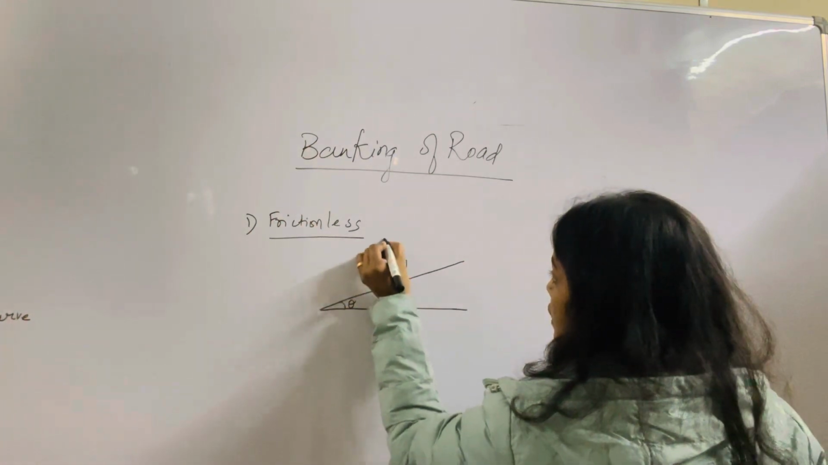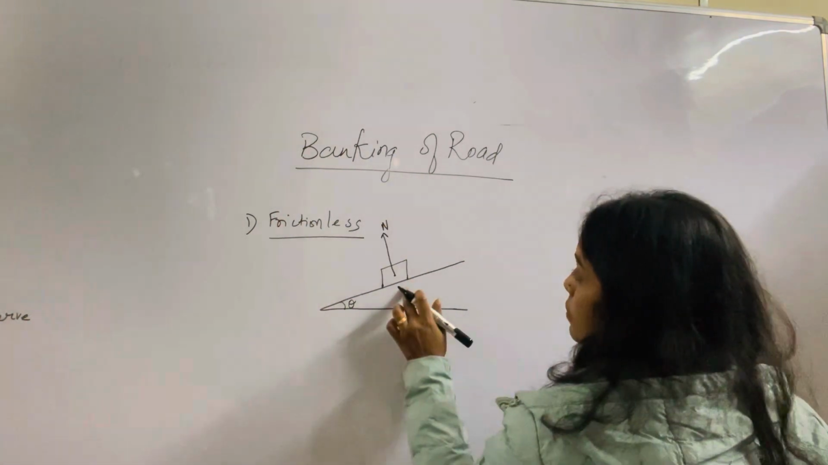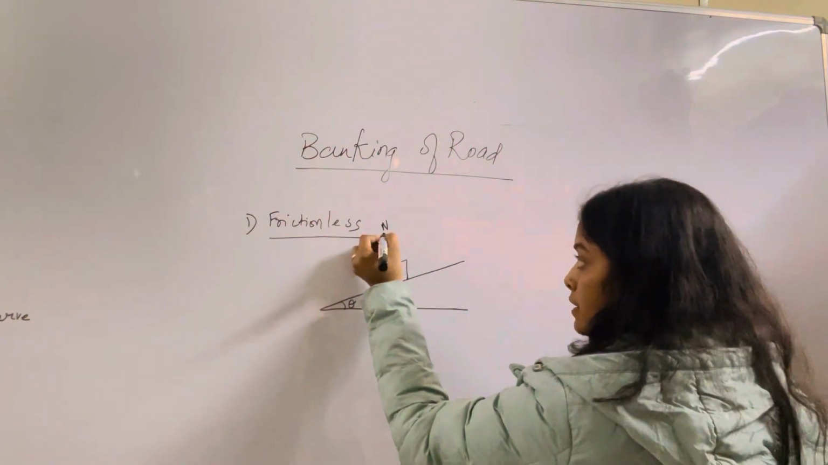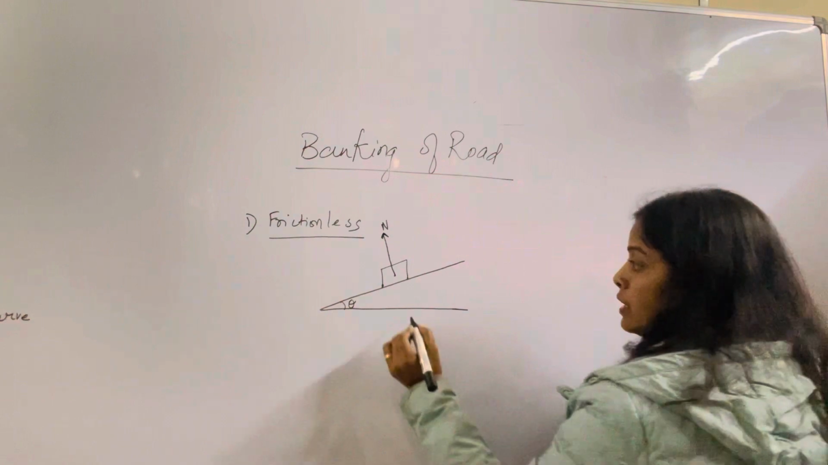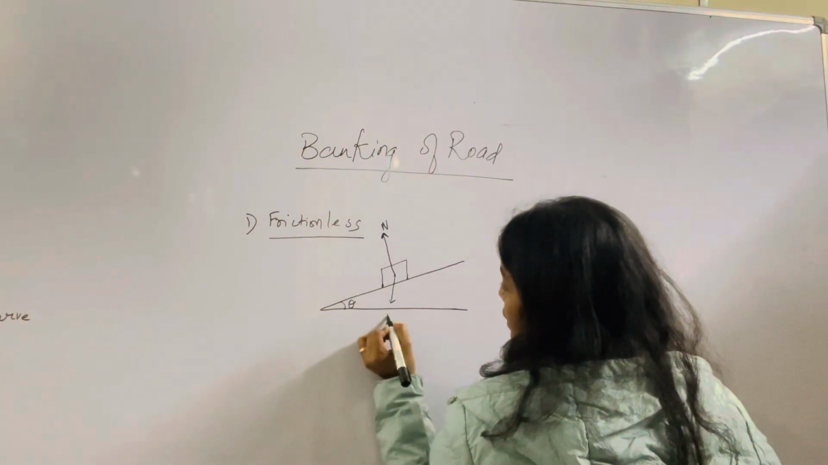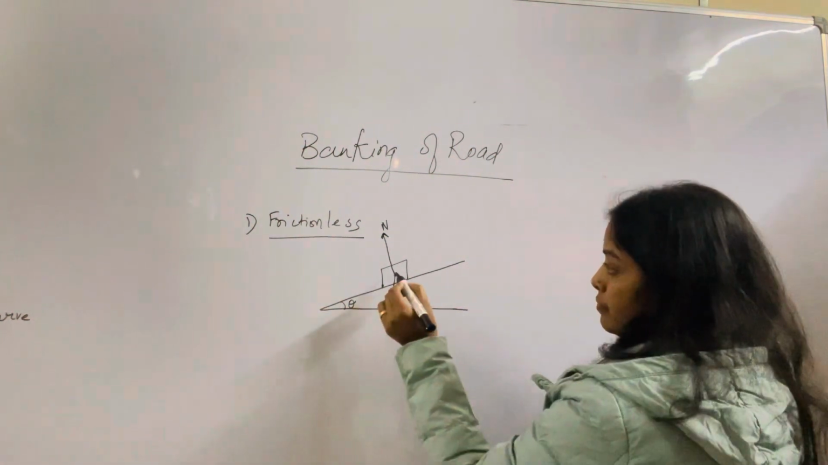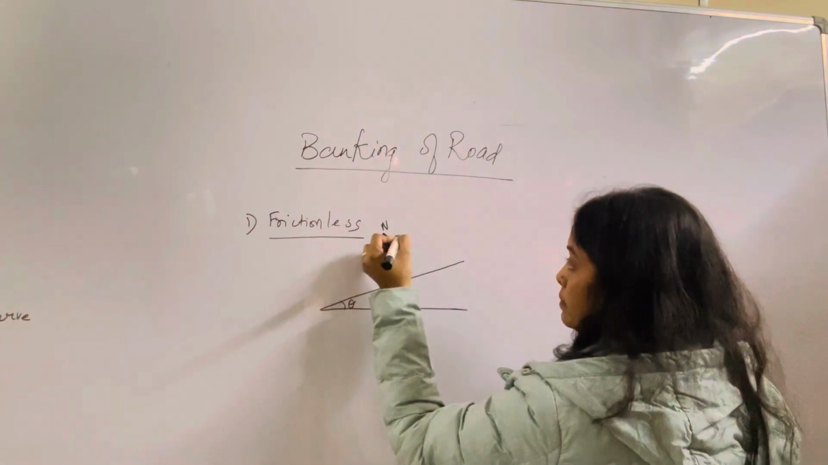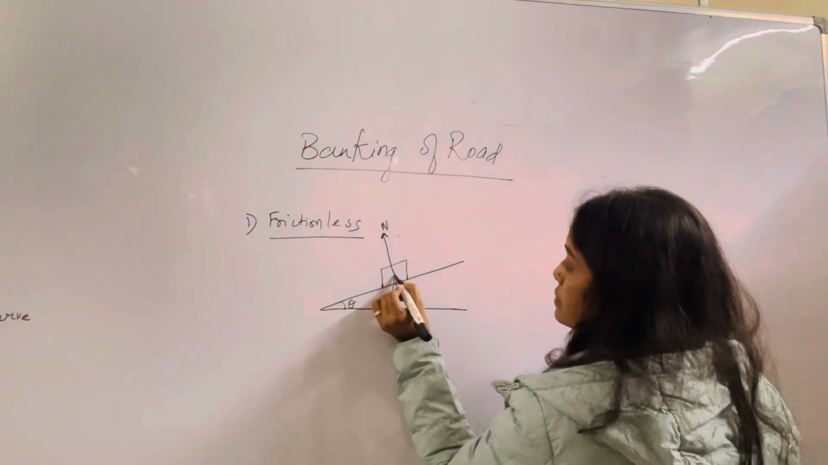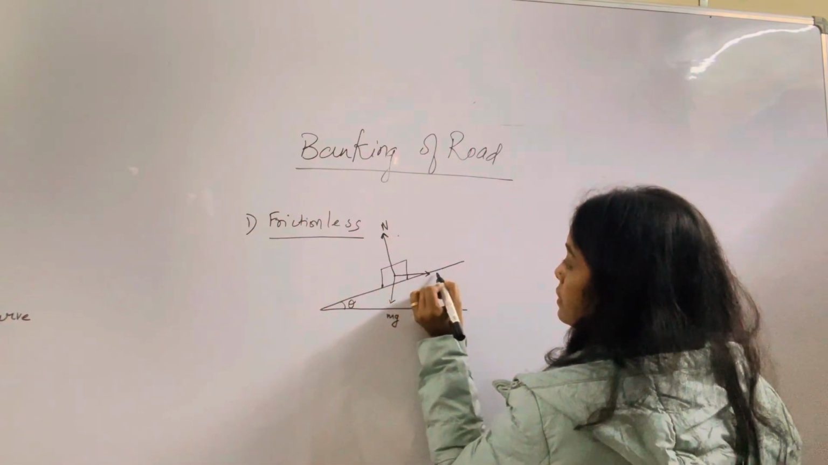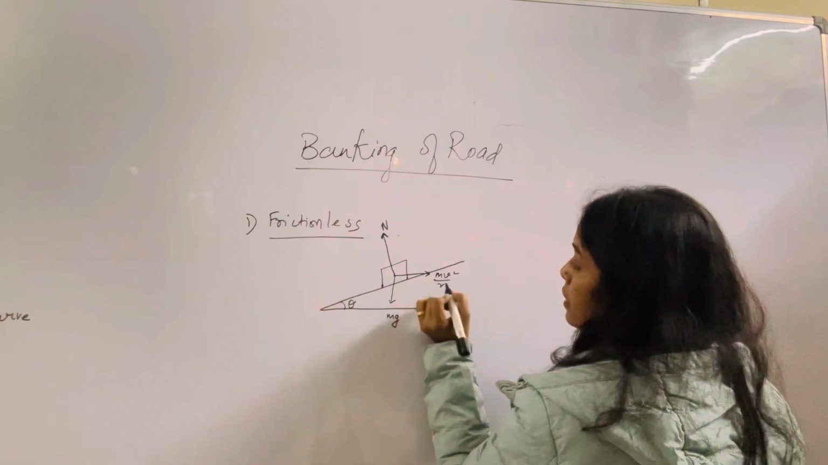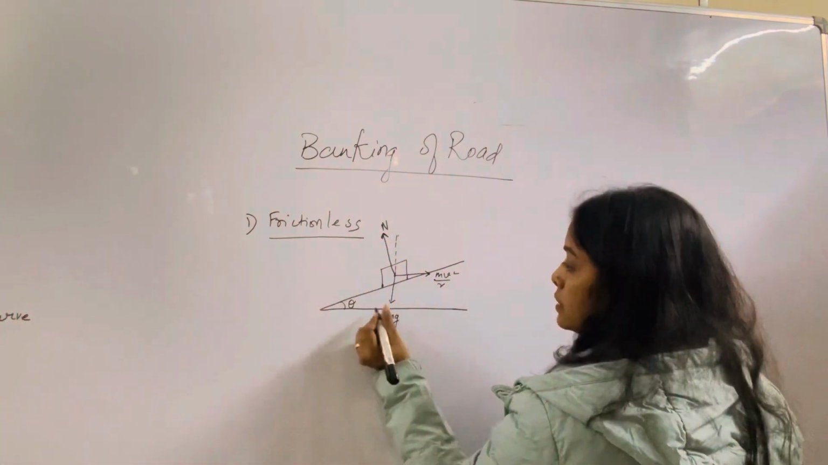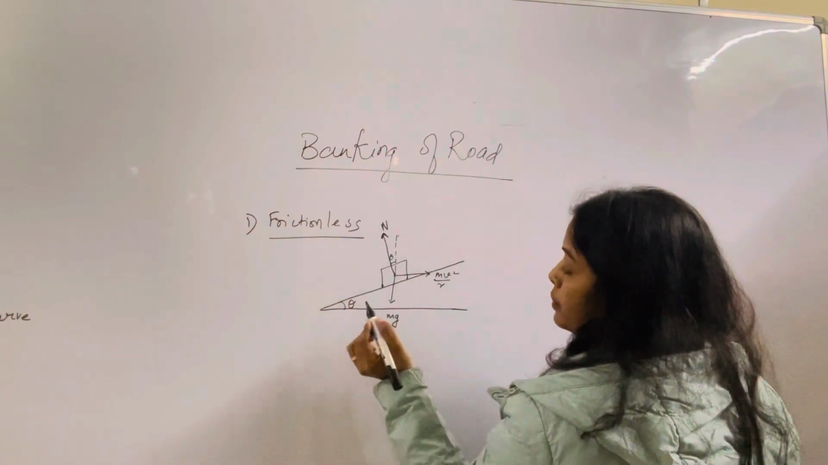So from the center we are making an angle, and the normal acts perpendicular to the surface where the object is in contact. In the downward direction we have mg, and a centrifugal force will act in this direction, which is equal to mv square by r. The normal is making an angle, and this angle is also equal to theta.